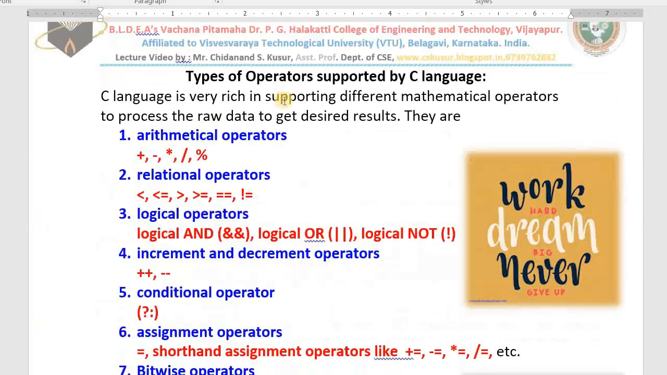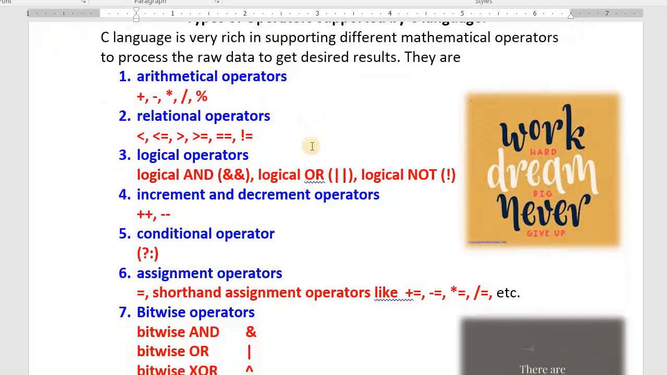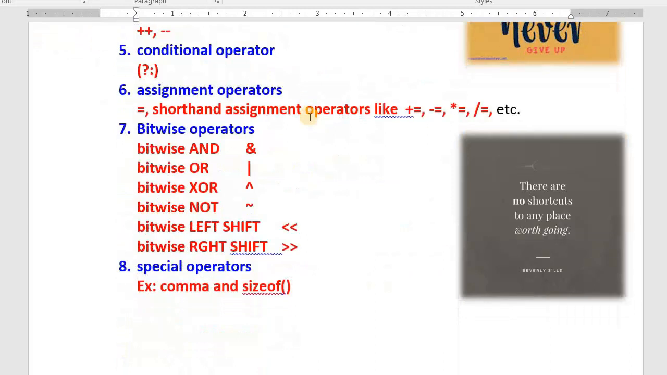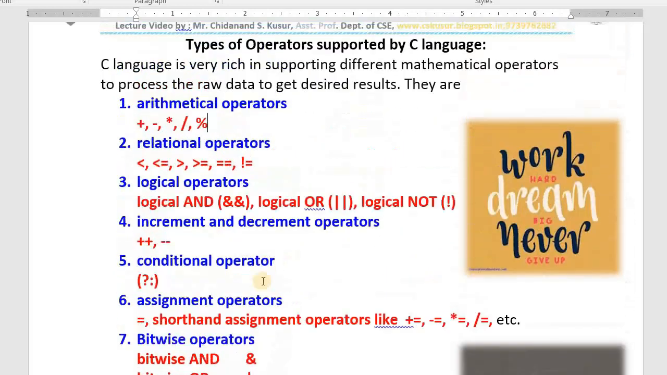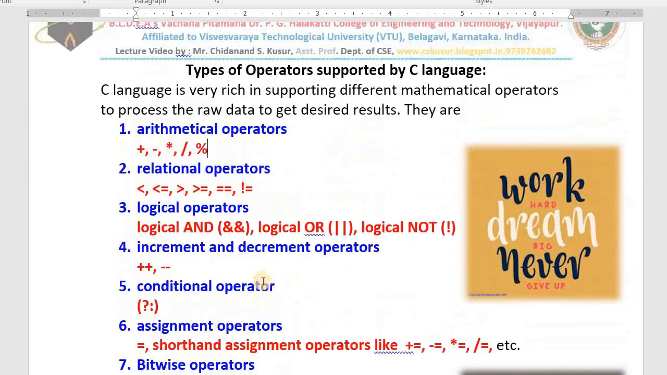Next, types of operators supported by C language. This is a very important topic. In the next video shortly I will start it for you. C language supports 8 types of operators. Not just 8, there are more than 8, but we restrict our study to 8 types of operators. In the second video on operators supported by C language, I will take this class for you.